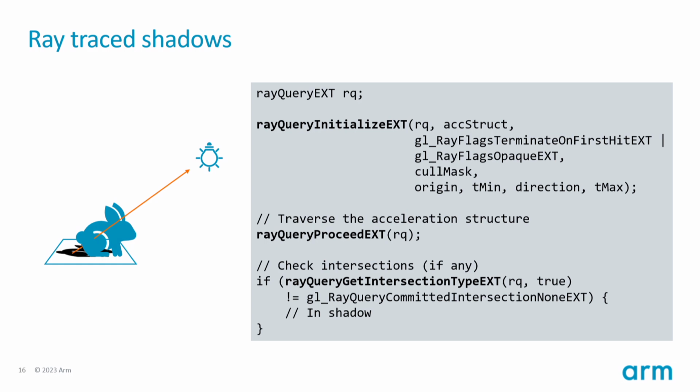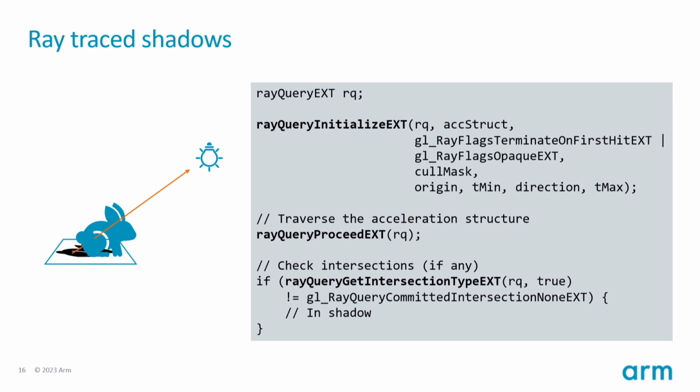To check the intersection, we call the rayQueryGetIntersectionType function. If we have not missed, that means we hit something. Something will stop the ray from reaching the light source, and therefore the pixel should be in shadow. Since in this case of shadow, we do not care what we hit.